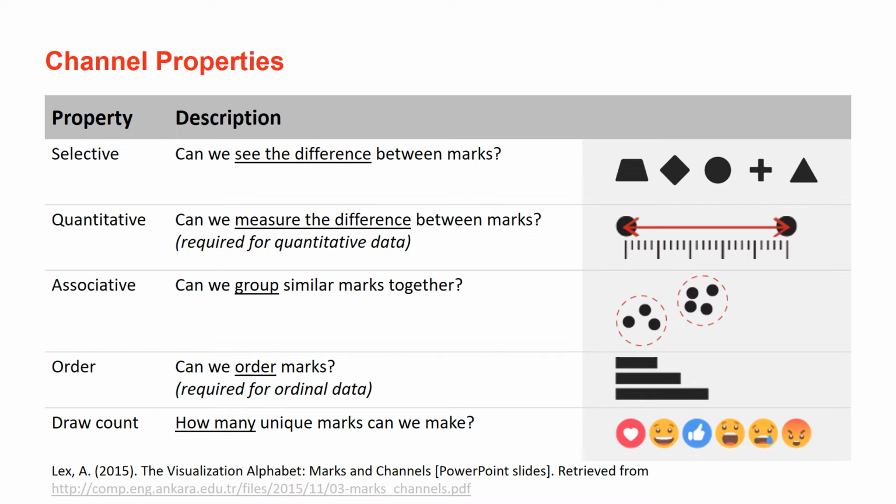We can get a better understanding which channel is suitable for which type of data by looking at the channel properties shown here. A channel has the selective property if it allows us to see the difference between marks. A channel has the quantitative property if it allows us to measure the difference between marks. This property is required to visualize quantitative data. A channel has the associative property if it allows us to group similar marks together. A channel has the order property if it allows us to order marks. This property is required to visualize ordinal data. A channel's draw count property is determined by how many unique marks we can make.